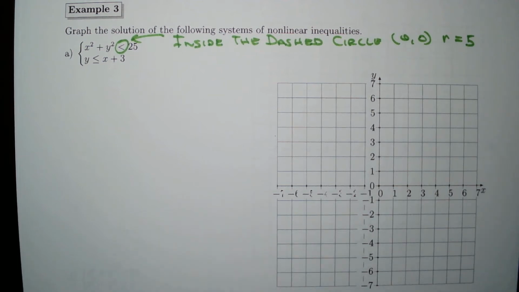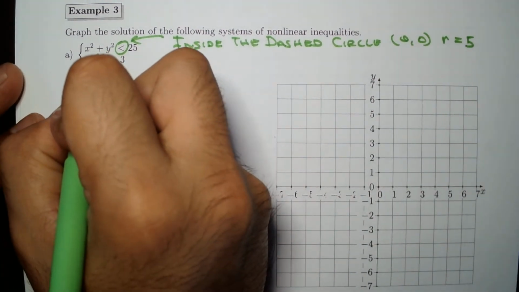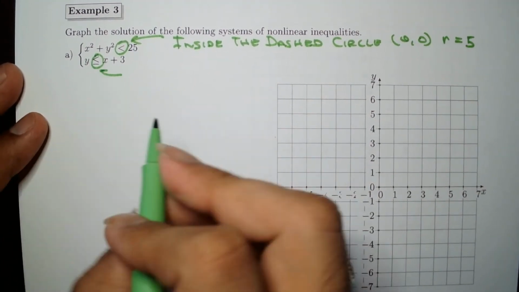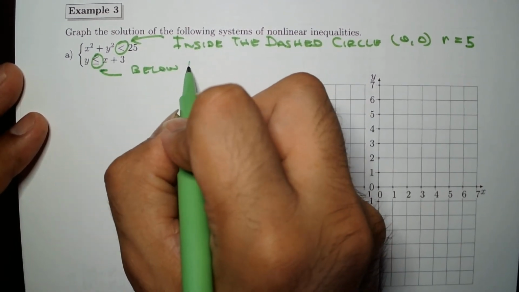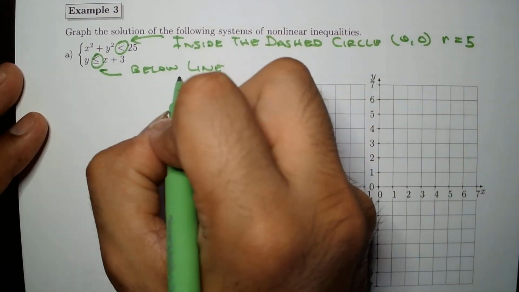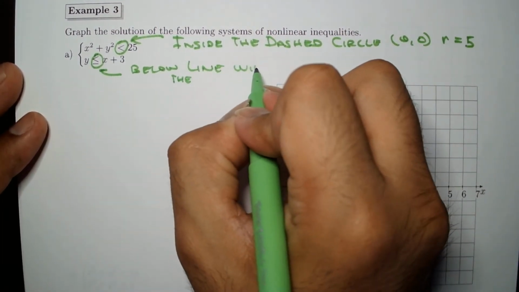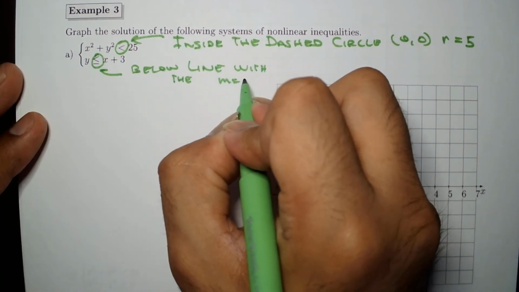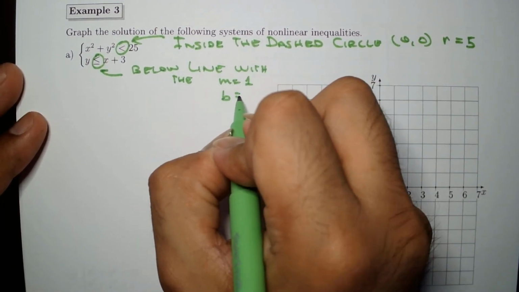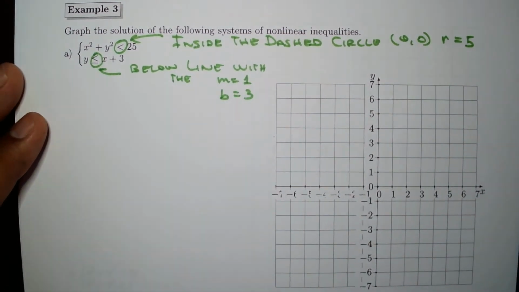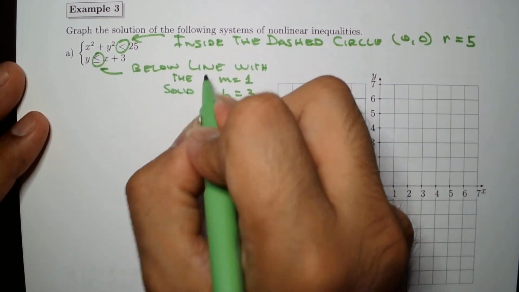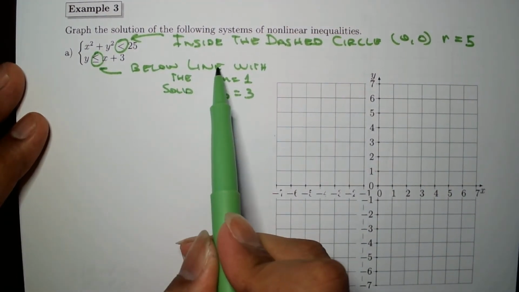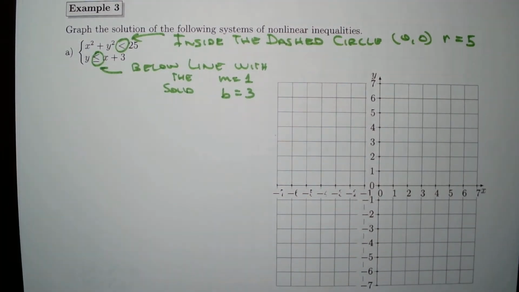All right. And then less than or equal, that means below the line, with m equals 1 and y-intercept of 3. Okay, so in this case, it's actually below the solid line. So below the solid line. Okay, yeah, I think I needed to write this better.